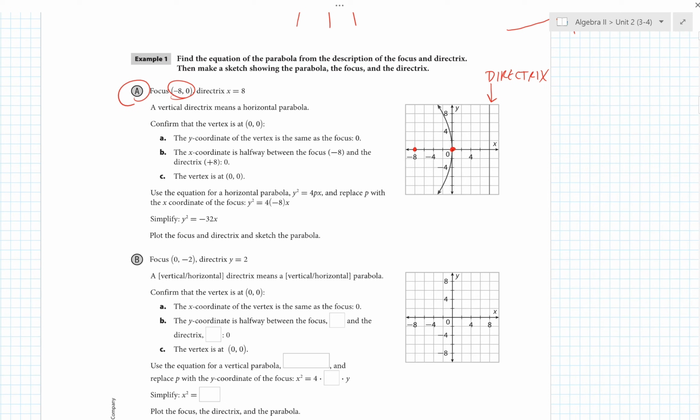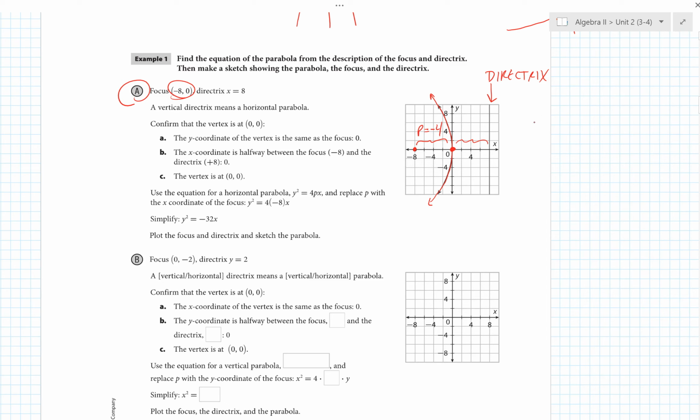And we also know that the parabola has to wrap around its focus. It's always going to go away from the directrix and wrap around its focus. And we can tell now that p equals either 4 or negative 4. Now, since this one opens in the negative direction, p is going to be negative 4.